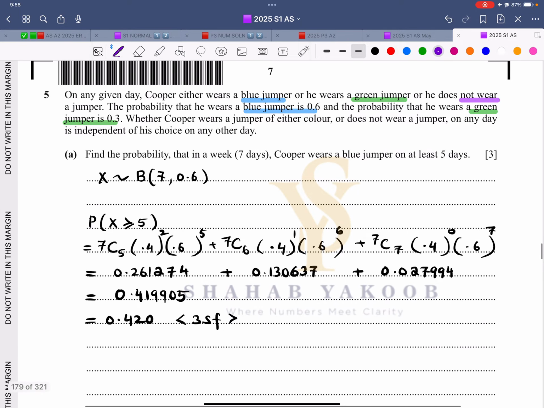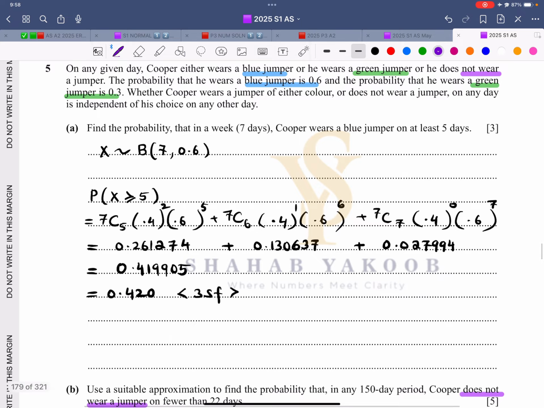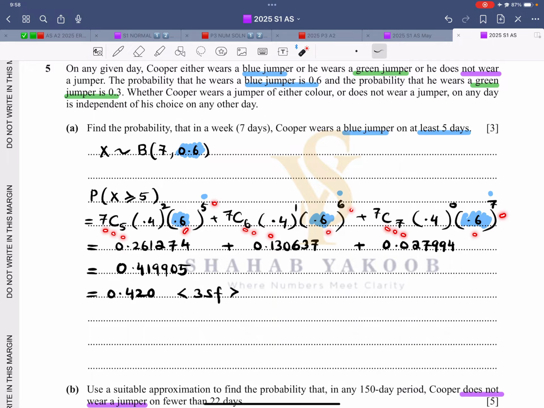Yeah. So now over here, just have a good look. It says blue, and we are talking about blue jumper. Therefore the probability of success is blue. Probability of success raised to power of 5, raised to power of 6, raised to power of 7, because we are talking about at least 5 days. That is 5, 6, 7. And you know the basic: 7C5, success raised to power of 5, 7C6, success raised to power of 6, 7C7, success raised to power of 7. The difference between 7 and 5 is the power of probability of failure.